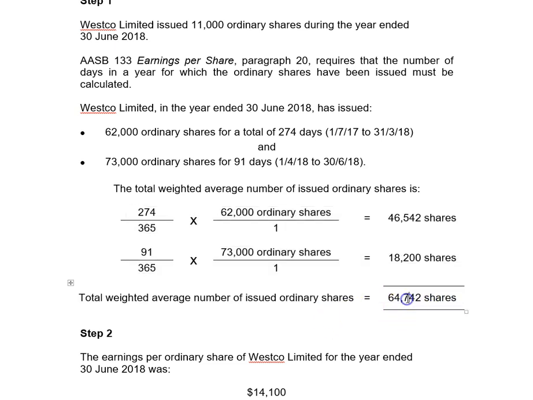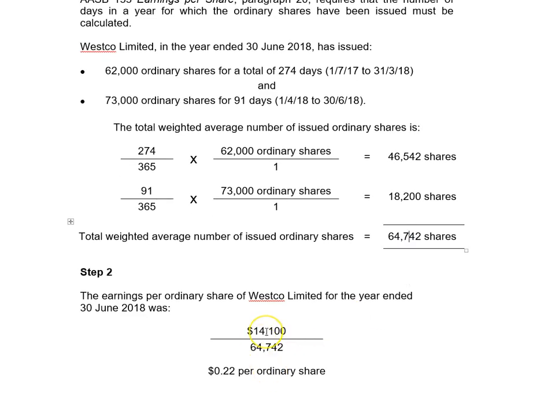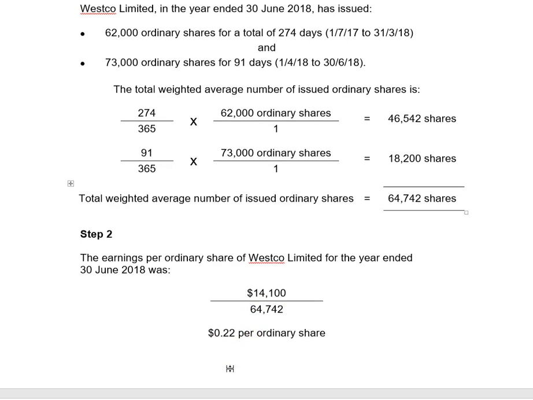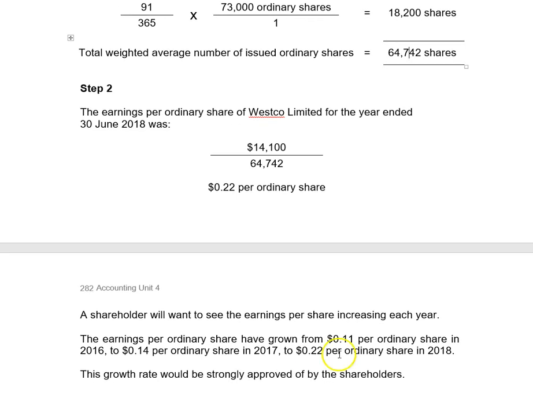Once you get this answer, then you can easily use the earnings per share formula, which is the profit after tax divided by the weighted average number of ordinary shares issued. This gives 22 cents per ordinary share. You want it to go up every year. When you compare it to 2016, 2017, and then this year, 2018, you would see that the trend is increasing, and this is a strongly approved rate by the shareholders, which means a good thing. You don't want your earnings per ordinary share to decrease each year.